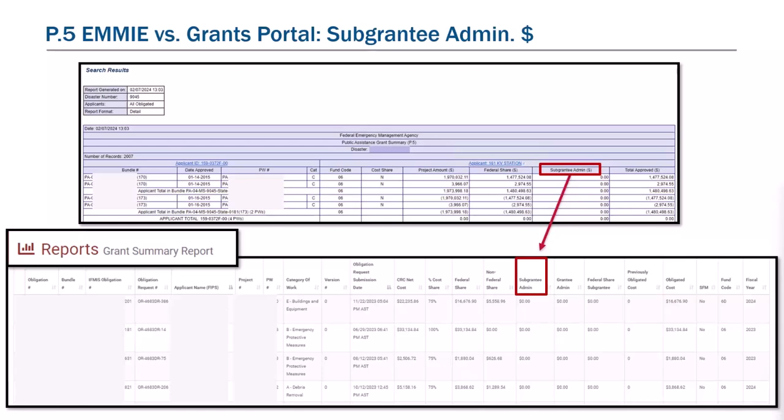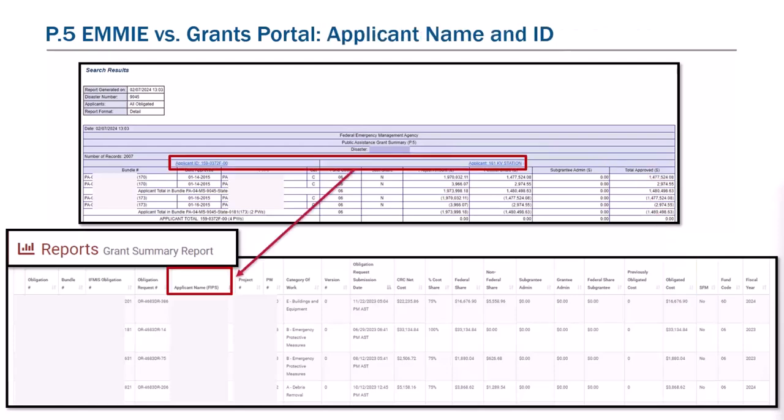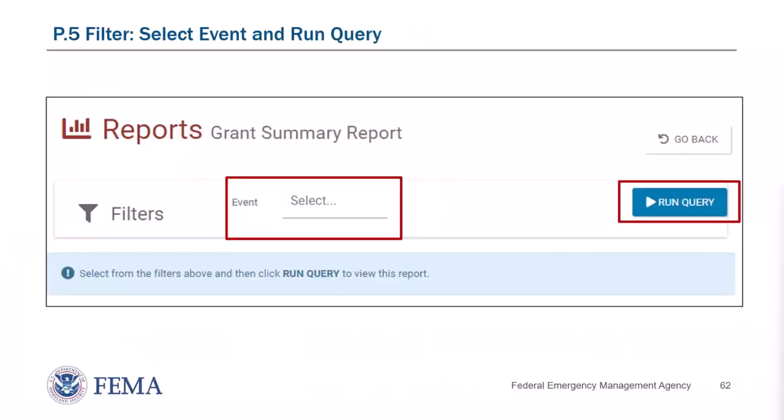In EMMIE, it shows subgrantee admin dollar. In Grants Portal, it shows the equivalent information under the subgrantee admin. In EMMIE, it shows total approved dollars. In Grants Portal, it shows the equivalent information under the obligated cost. In EMMIE, it shows the applicant ID and the applicant name. Again, in Grants Portal, that is all listed under the one column with the applicant name and the FIPS number.